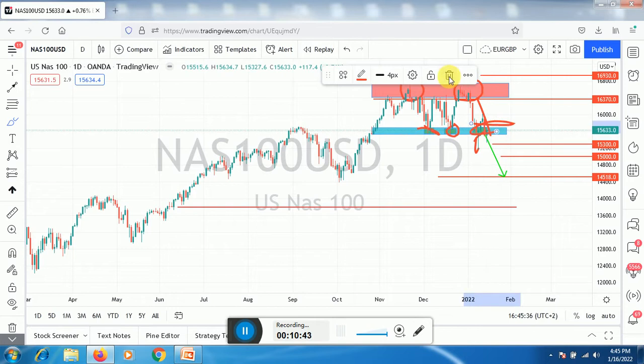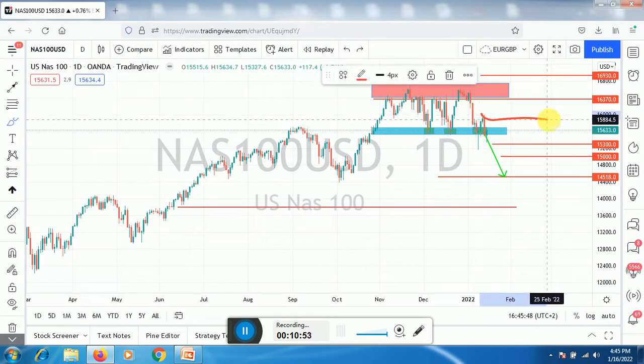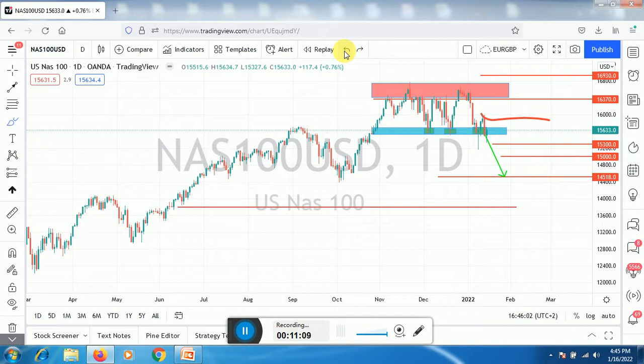So what might happen here is that we might see price pulling back maybe to this level right here, and then price would go lower to the 14,518 level. So I'm really not interested in buying any stocks on the US front at the moment, because everything seems to be bearish on the US front.